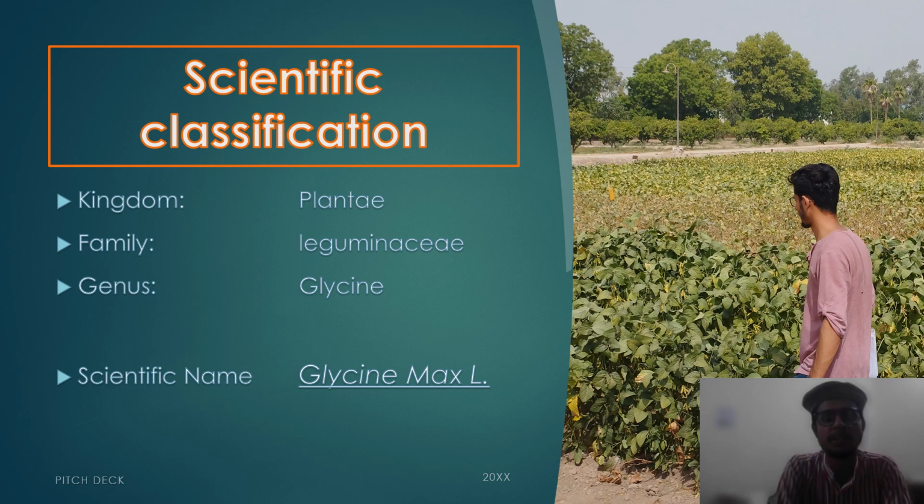Here are a couple of slides about the production technology of soybean, for those of you who are interested in working on it. Basically, we start from the scientific classification of soybean. Its kingdom is Plantae, it belongs to the Leguminosae family, and its genus is Glycine. So the scientific name of the soybean plant is Glycine max.